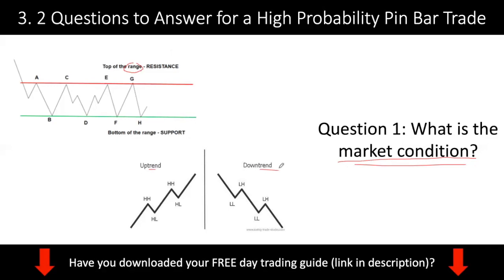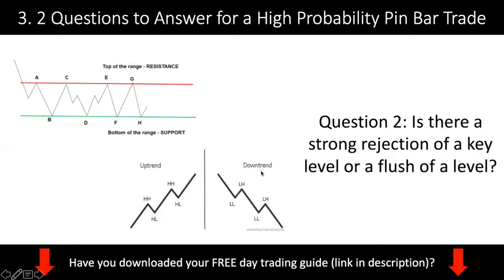Because if you are ranging, then you want to buy pin bars off support and sell pin bars off resistance. If you are in an uptrend, you do not want to be selling pin bars off resistance. This is very important. You only want to be buying pin bars off support. The same is also true for the downtrend. If the market condition is a downtrend, then you want to be selling pin bars off resistance, not buying pin bars off support. That's how you apply the pin bar strategy.